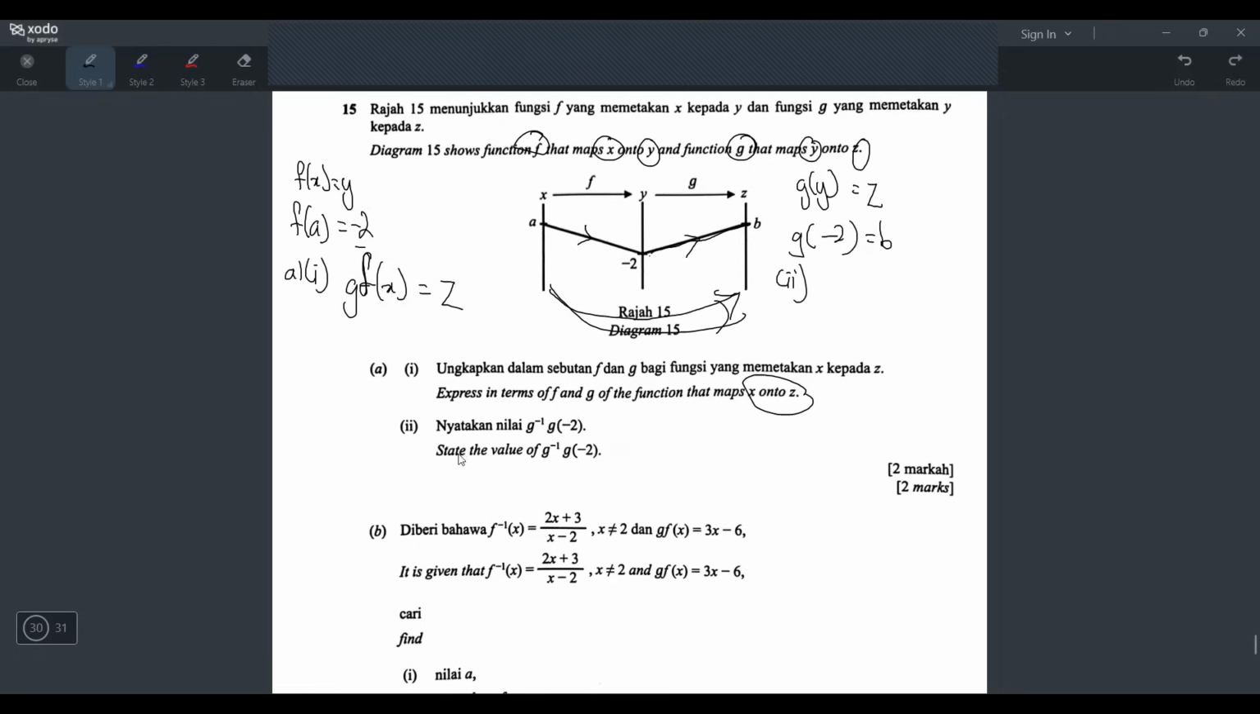Okay, let's do number 2 now. State the value of g inverse g(-2). So g inverse g(-2), the answer will be -2. Okay, whenever you see one function and one inverse, you can straight away cut. Okay, and then -2 is the answer. You don't have to waste your time, right?